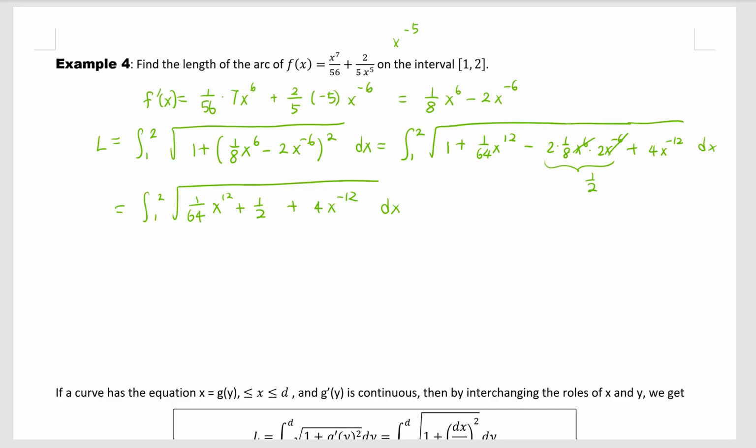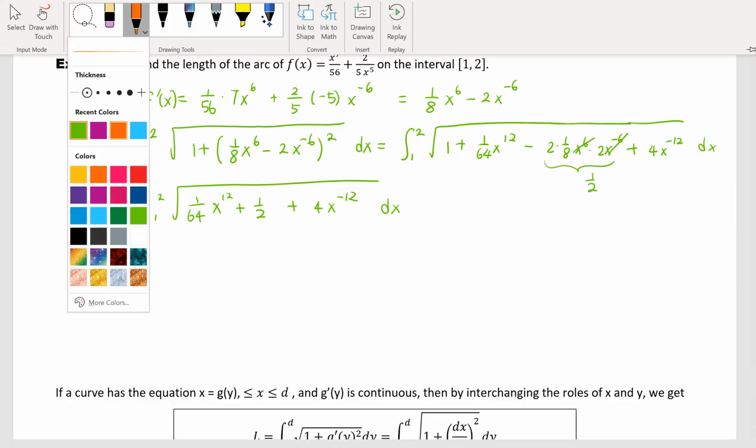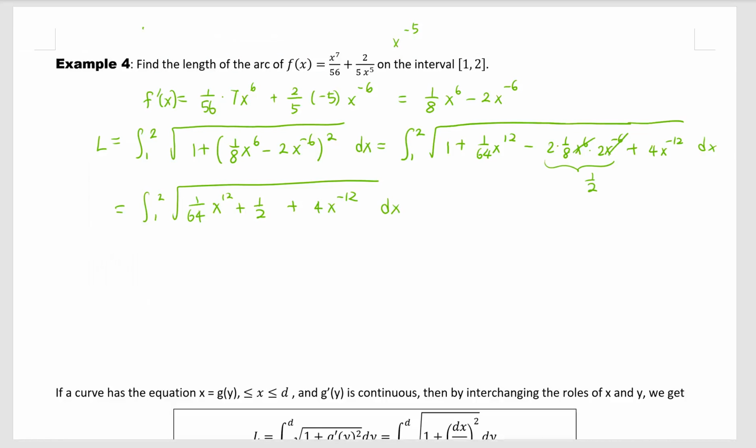Okay, remember what this guy is? Let me use a different color. This guy is going to be this guy, but change the middle sign from minus to positive. So we know that is 1 over 8 x to the 6 plus 2 x to the minus 6, squared. Now square and square root cancel, so we can integrate.